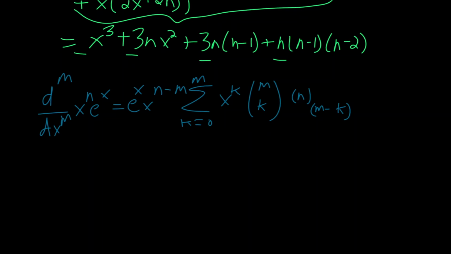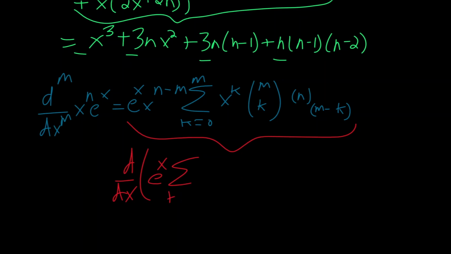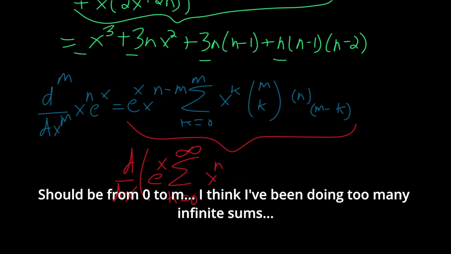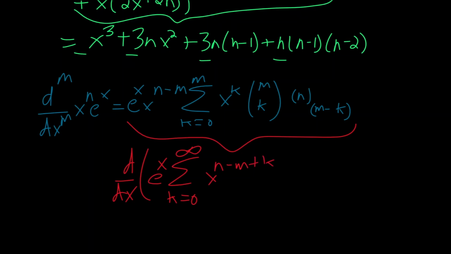And the way we're going to do this by induction is by differentiating all of this one more time and rearranging or simplifying it to get what we expect. So differentiating this, we have d over dx. For the sake of simplicity, I'm going to throw all the x's together, so times the sum. So e to the x times the sum from k equals 0 to infinity of x to the n minus m plus k, m choose k, and then n falling factorial m minus k.